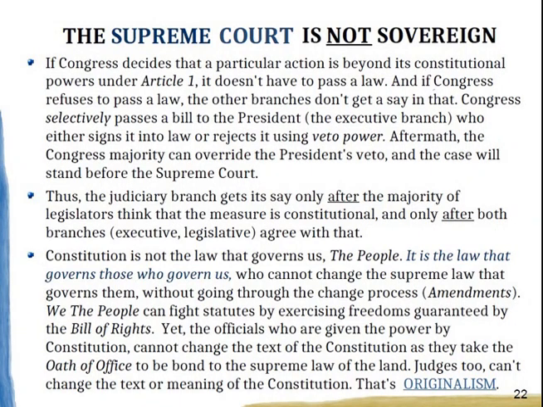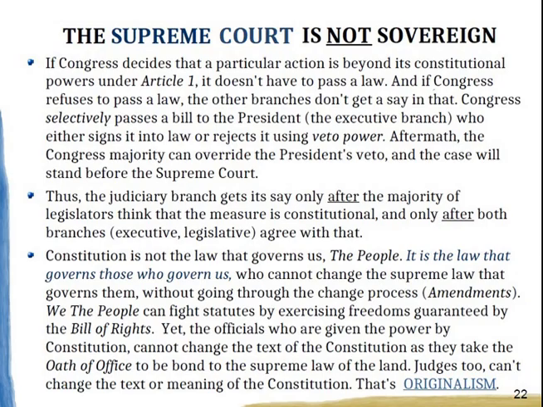It is solely the legislative branch's decision. And if Congress decides that a particular action is within its powers, only then will it get passed over to the president to decide to sign it into law or to exercise veto power. After, the Congress majority may override the president's veto. Essentially, all three branches must concur that the measure is constitutional before it can be imposed on the people.